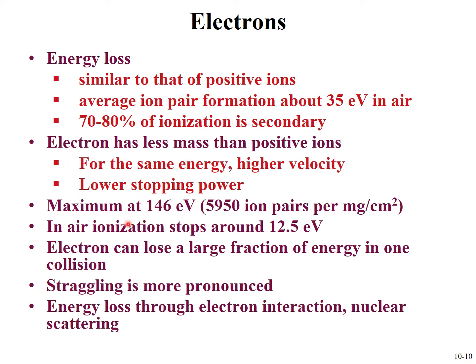When an electron reaches about 150 electron volts, you get almost 6,000 ion pairs per milligram centimeter squared formed. So similar to that range figure we showed for an alpha particle, the electron will have the same thing, but once it reaches a certain energy, stopping increases dramatically. Electrons can also lose a large fraction of their energy in a single collision. And since their mass is less, we expect straggling to be much more pronounced than the example we were discussing with alpha particles.